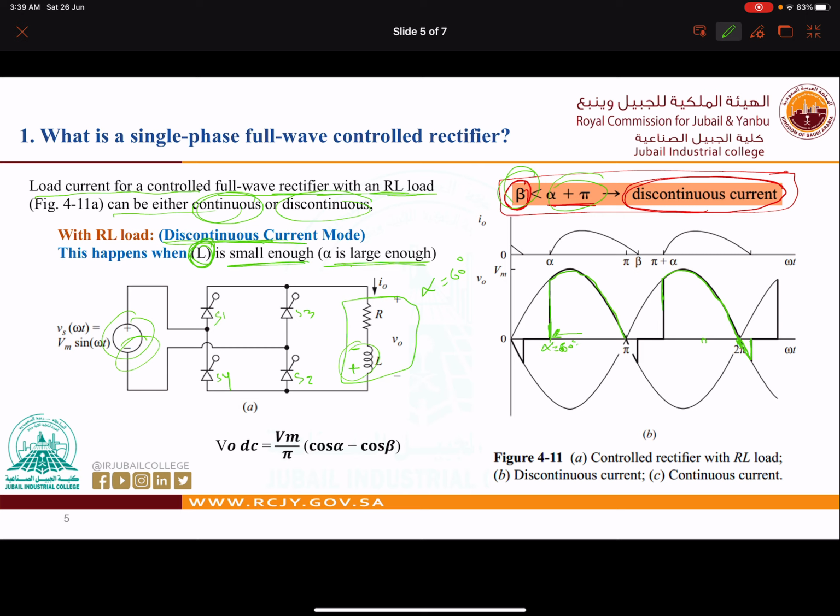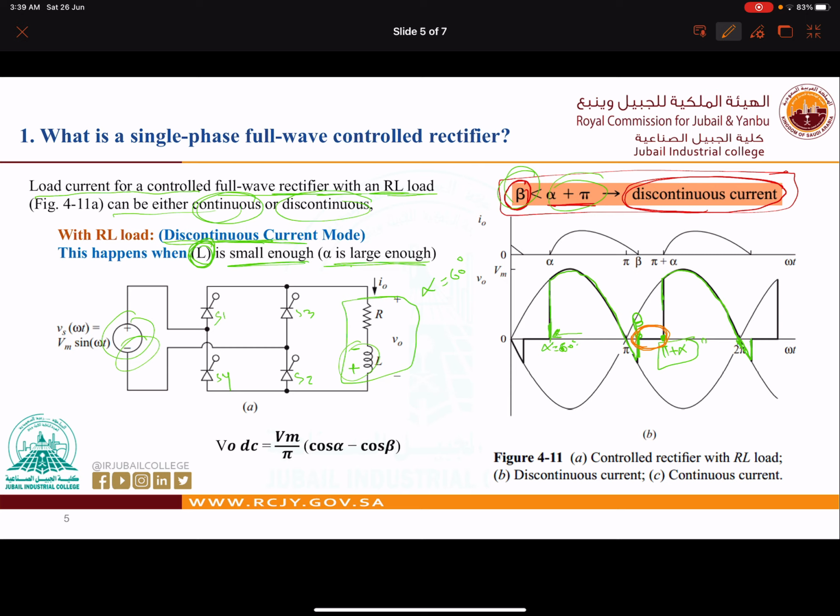Now this is beta. So here we have beta. Here we have pi plus alpha at this point. Here we have beta. So alpha plus pi is bigger than beta. Okay. And this is called discontinuous mode because the current goes to 0 at this point. And here the current is going to be 0.